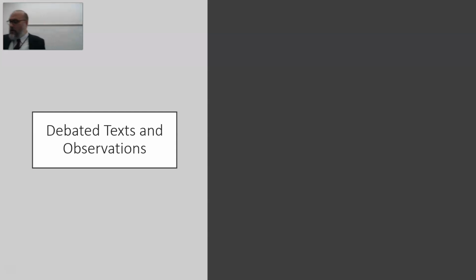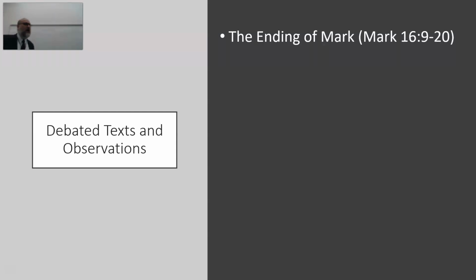So we're going to make some observations about debated text in the New Testament. And there are three principal debated texts. One is the ending of the Gospel of Mark. Many copies of the Gospel of Mark end with verse 8, where it says, "But the women went out and told no one nothing." That's what it says in the Greek, for they were afraid. And many versions of Mark end with that passage.